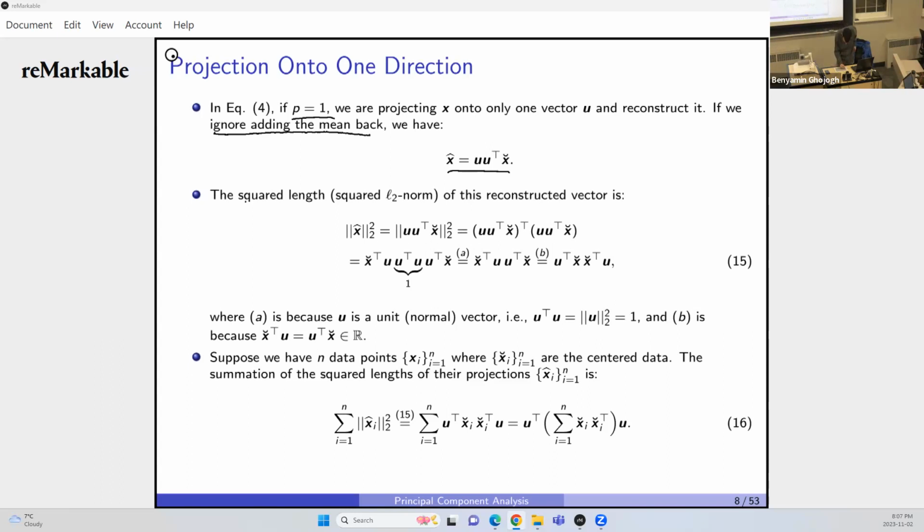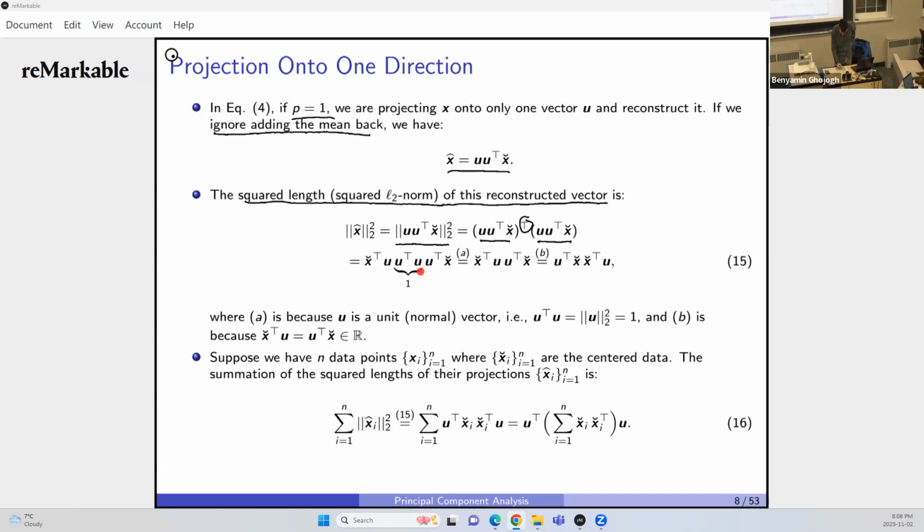Now let's calculate the squared L2 norm of this reconstructed vector. What happens? The squared L2 norm of X hat is the squared L2 norm of U transpose X breve, right? We know that a squared L2 norm of whatever is whatever transpose whatever. Recall preliminaries: transpose reverses the order of matrix multiplication. So it becomes X breve transpose U transpose.